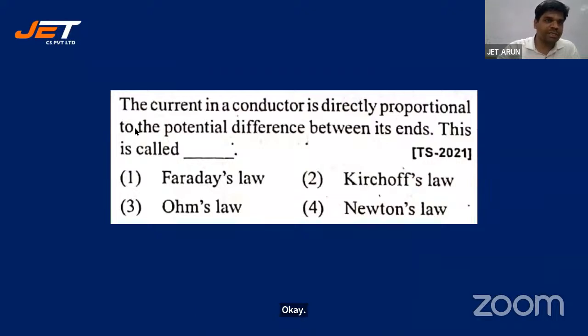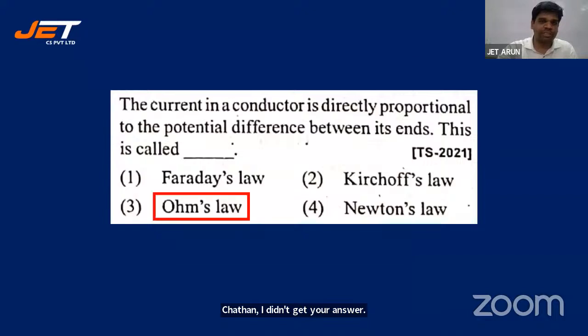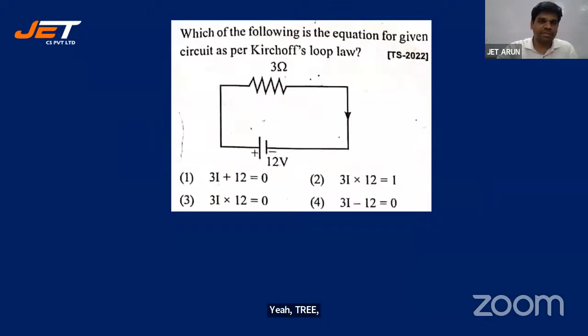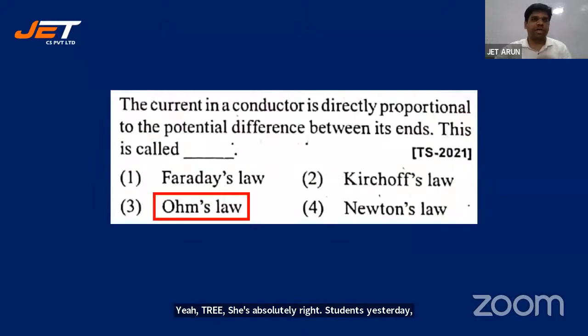What's your answer, Chetan? I didn't get your answer. Yeah, 3. Let's see, 3 is correct or not. 3 is absolutely right, students. Yes, Chetan, you're right. Please mention your answer, students, because if you mention something else, I'll be confused about what your answer is and what you want to say. Let's go for the next one.